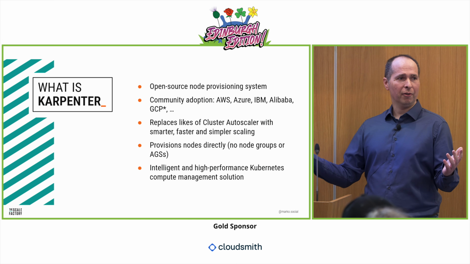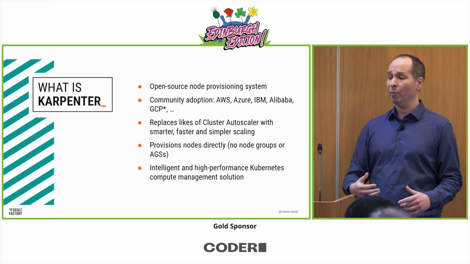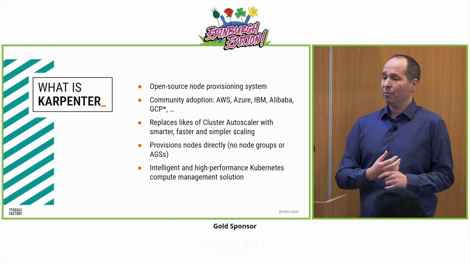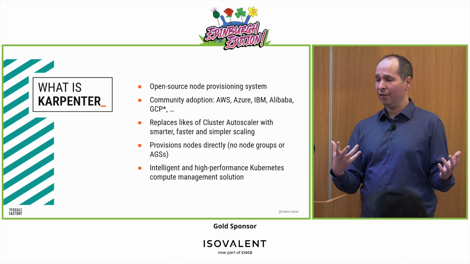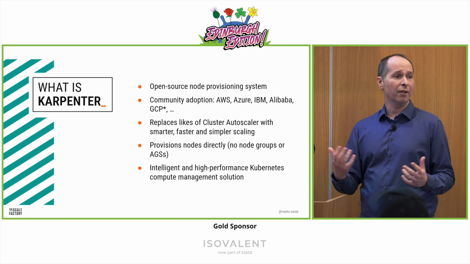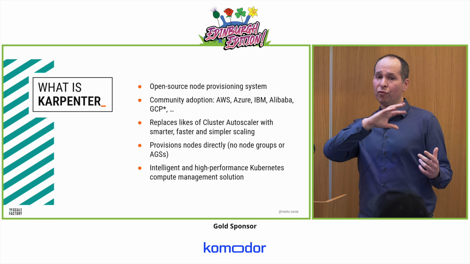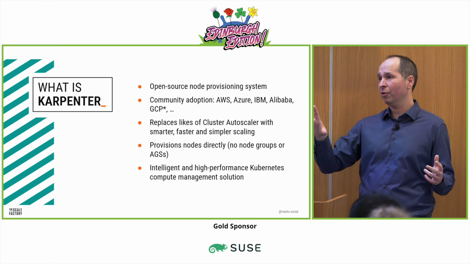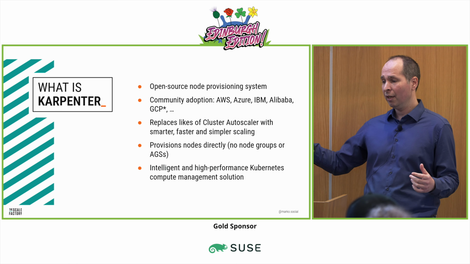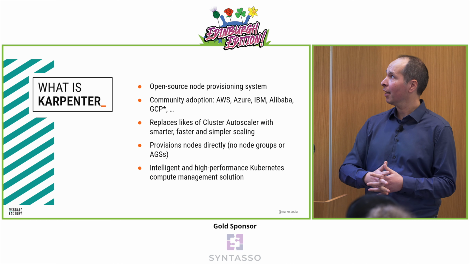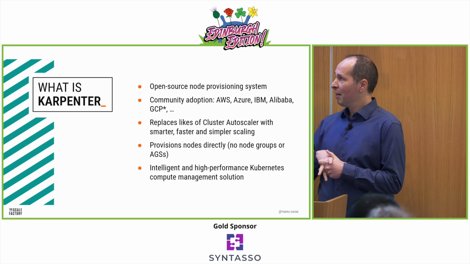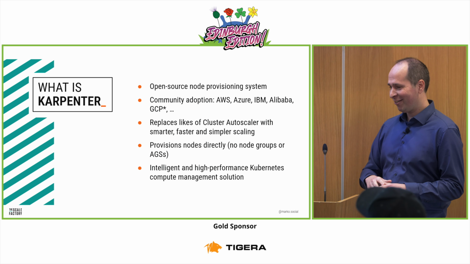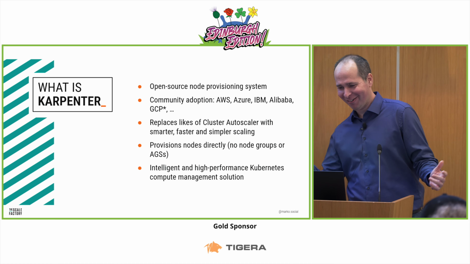So what the intent of Karpenter is, it replaces autoscalers like Cluster Autoscaler with a smarter and faster, or hopefully simpler, scaling solution. It's driven through the usual building blocks of Kubernetes, so you drive it through controllers and CRDs. I'm going to show you examples later. I have a demo ready. Hopefully the AWS gods will be with me today. We all know what happened yesterday, so what can go wrong, right?